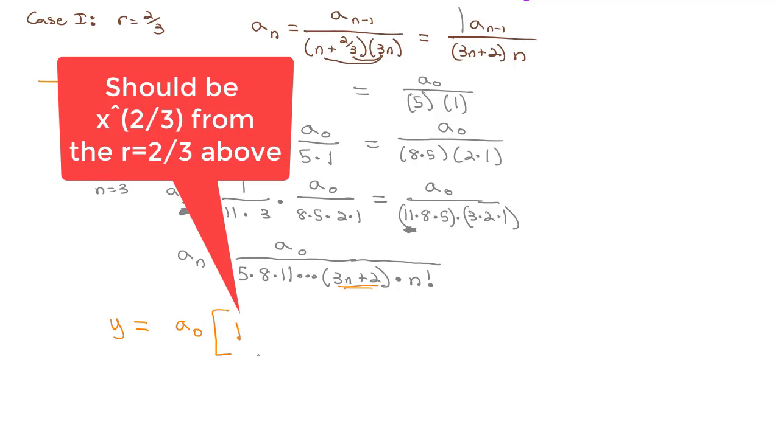plus the sum as n goes from 1 to infinity of, and remember with the Frobenius method, we use x to the n plus r, in this case r was 2/3, divided by that pattern we established in the denominator, 5 times 8 times 11 times, all the way up to 3n plus 2 times n factorial.